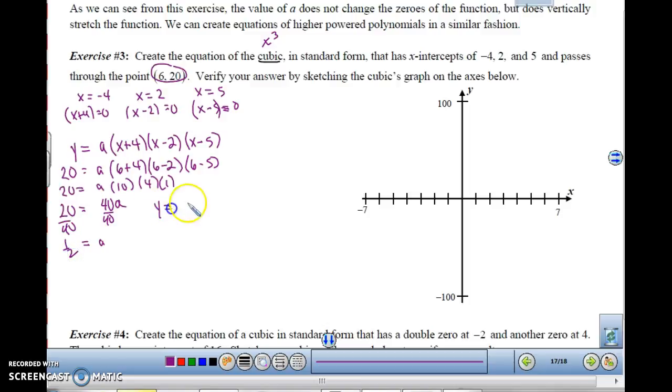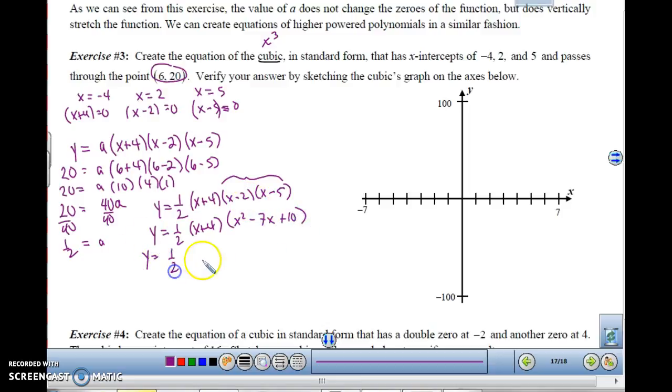So in factored form, if I rewrite this equation, I put in 1/2 for a: 1/2 times x plus 4 times x minus 2 times x minus 5. But this says to be in standard form, so we want this in highest exponent first, descending order. So we've got to multiply all these together. I'm going to multiply these two first, and then I'll multiply the x plus 4. So this is going to be x squared, minus 5 minus 2 is minus 7x, and then plus 10.